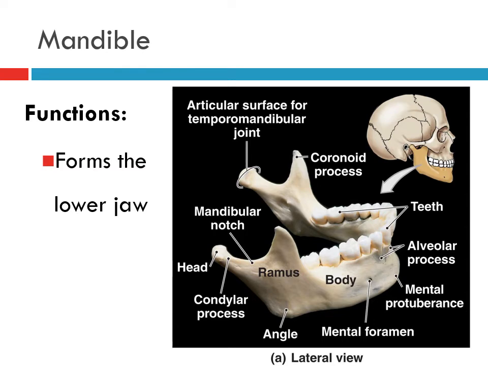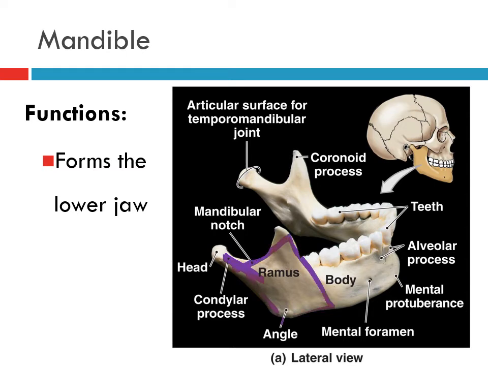The mandible forms the lower jaw, and it's got multiple different things that we want to know about it. It articulates with the temporal bone here at the head. So here we have the head of the mandible, which articulates into the mandibular fossa on the temporal bone, which you can see here. This is the condylar process, and this whole portion here is the ramus.